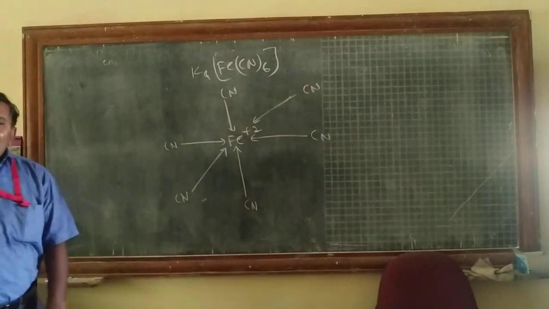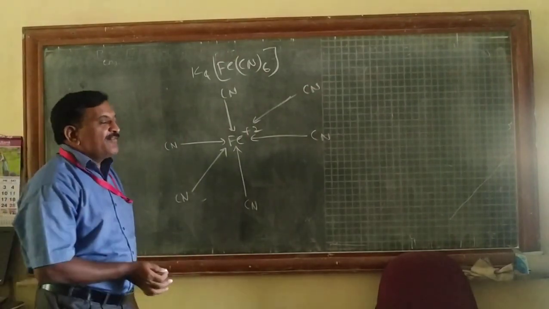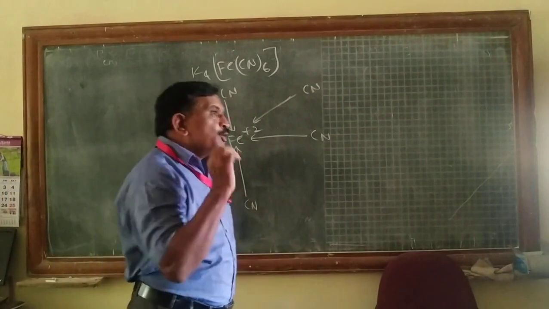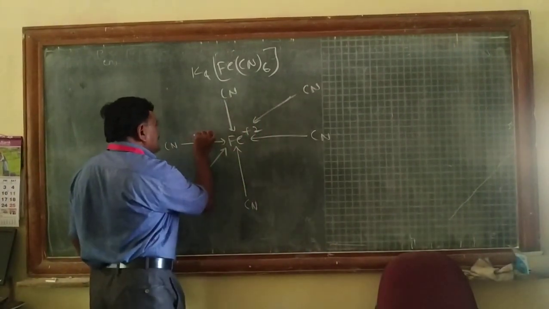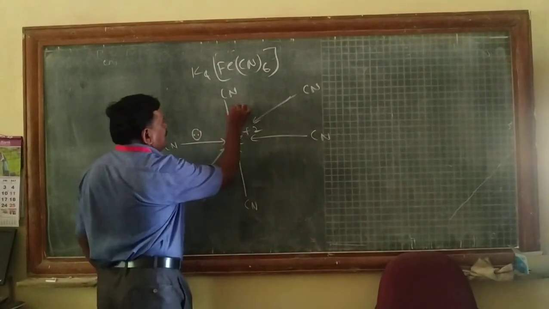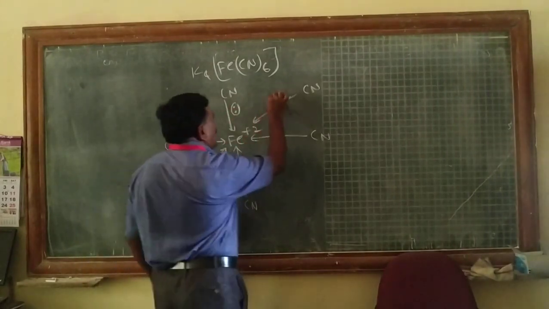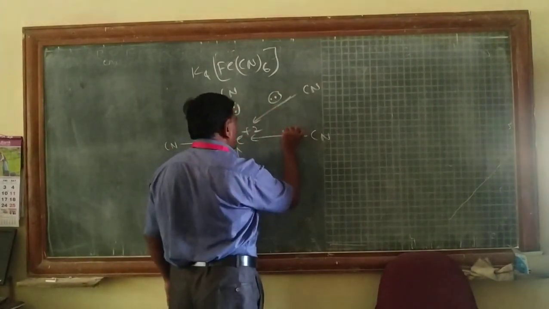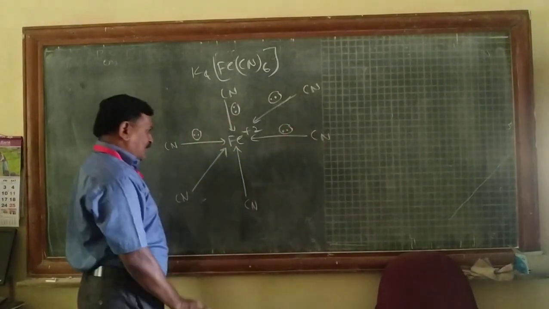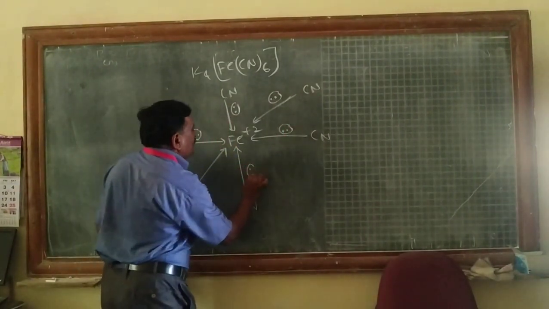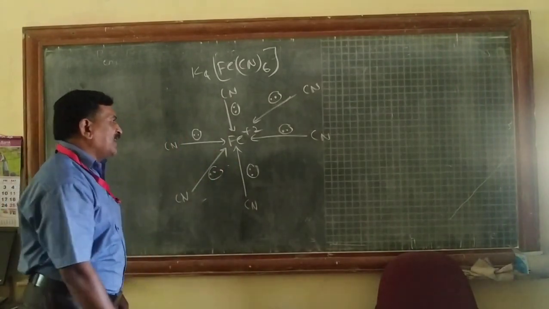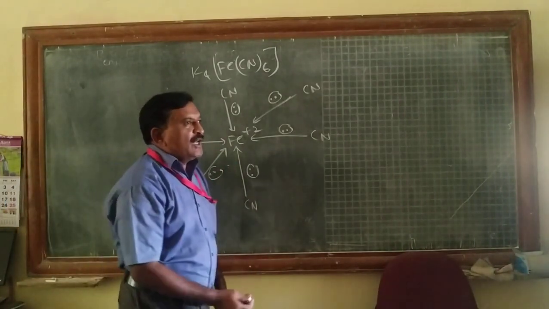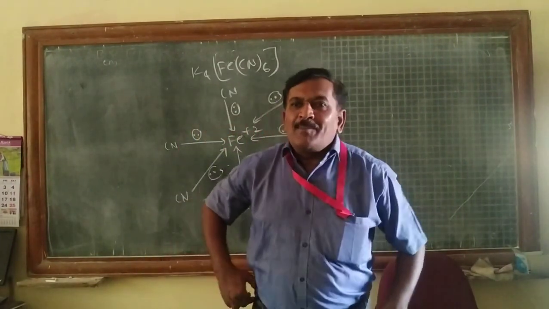All these ligands can donate a pair of electrons to the central metal ion through a coordination bond. Through a coordination bond means each cyanide supplies a pair of electrons to the central metal ion.